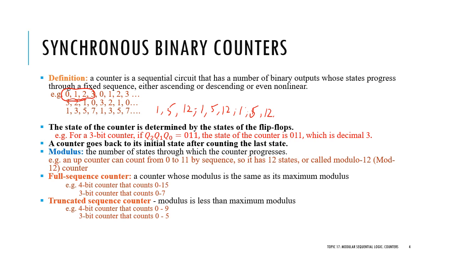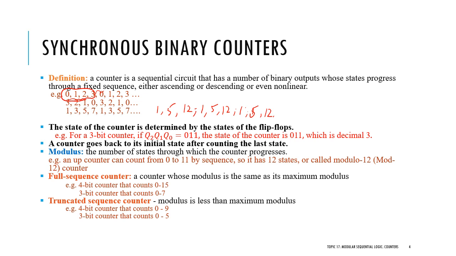Okay. And a counter always goes back to its initial state after it counts the last state. So after it counts 3, it always goes back to 0, starting the next round. And the modulus. Modulus is the number of states through which the counter progresses. For example, an up counter can count from 0 to 11 in sequence. Then we say it has 12 states, or we can call it a modulo 12 counter or just a mod 12 counter.